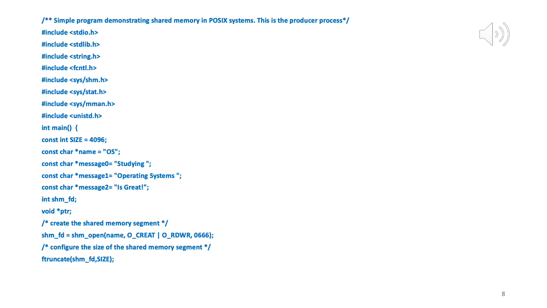Next, int shm_fd. So this is for the file descriptor, right? This is what will be returned by shm_open. So note that the shared memory object is implemented as a file. Therefore, if the shared memory object creation is successful, it returns the file descriptor to that, which can now be used to access that shared memory object. So this is where it's going to go, shm_fd. Void star ptr. So we'll soon see what's the use of this.